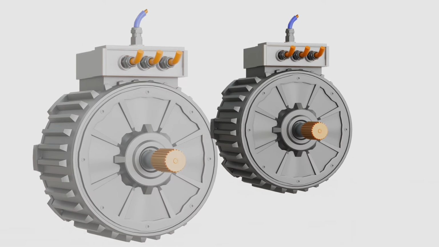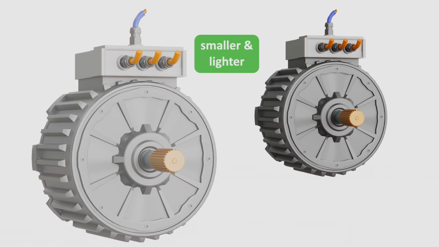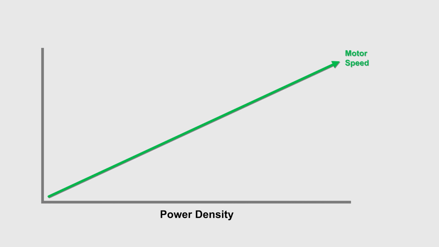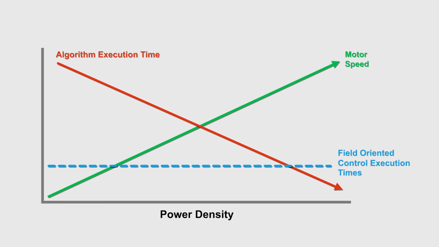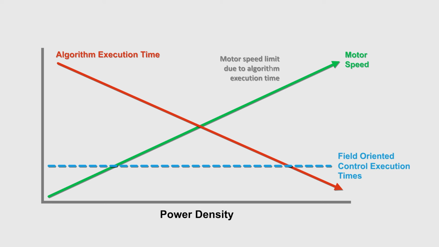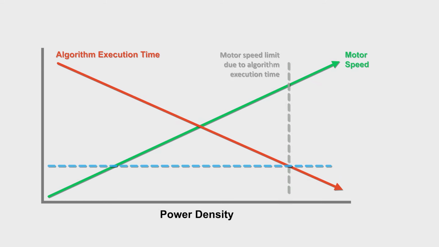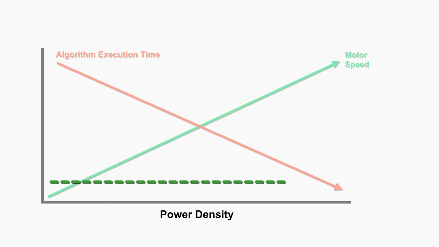It may seem obvious, but we need to make the powertrain smaller and lighter. To do this, we need to design systems that operate at higher speeds. Higher speeds mean reduced control algorithm execution times, but there is a limit to algorithm execution speed and therefore a limit on motor speed and power density. Our new approach removes this limit with its faster execution time.